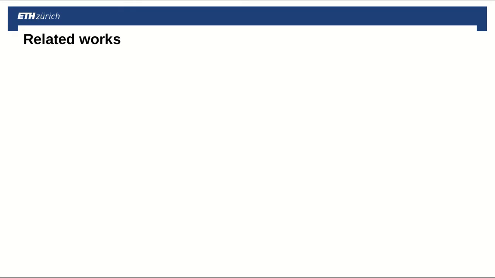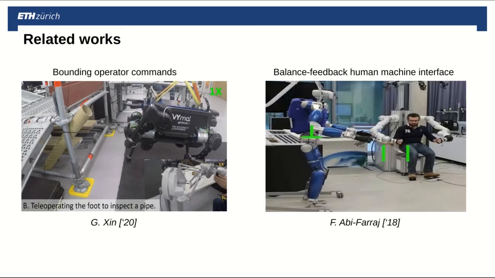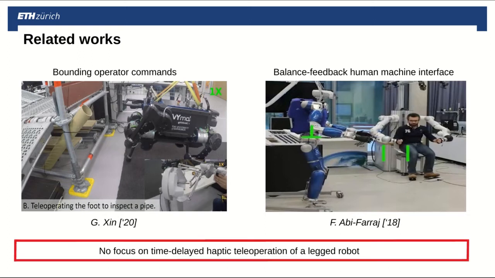Related works of haptic teleoperation for legged robots have been more focused on the balancing problem of the teleoperated robot, by bounding the operator commands or by providing the human operator with haptic feedback that can inform him about a possible loss of balance of the teleoperated robot. However, in all of these works, delays have not been taken into account.